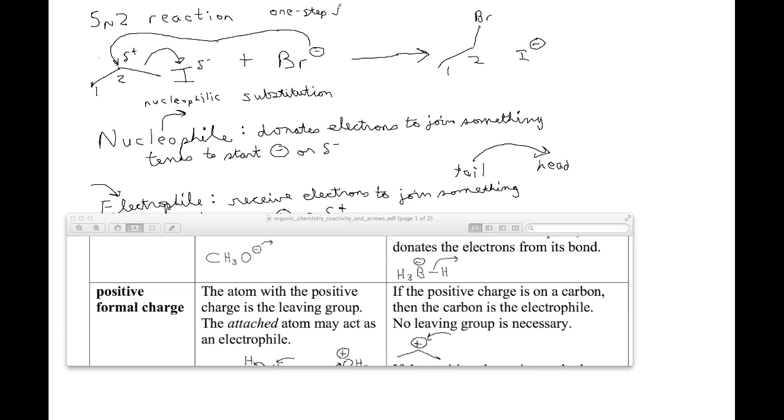SN2 is a one-step reaction because the two arrows happen simultaneously. If they weren't, you can see we drew them simultaneously, and that turns out to be quite important. We'll see why as we go on. Okay, so this is our SN2 type reaction.